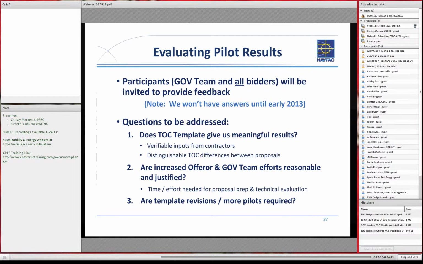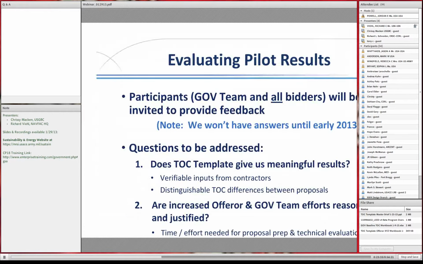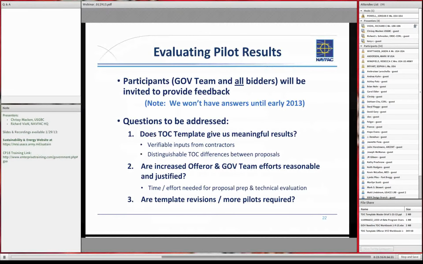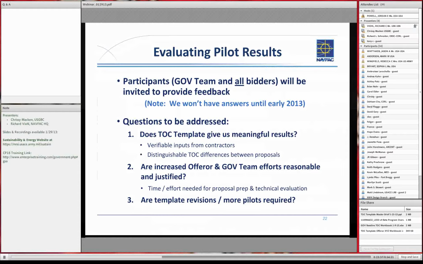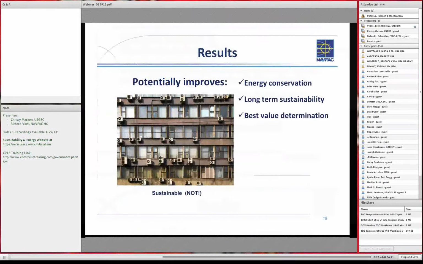We'll be working with AGC and the other industry organizations to help us with that, and we anticipate that by the end of February we will be meeting with those bidders and getting their feedback as well.